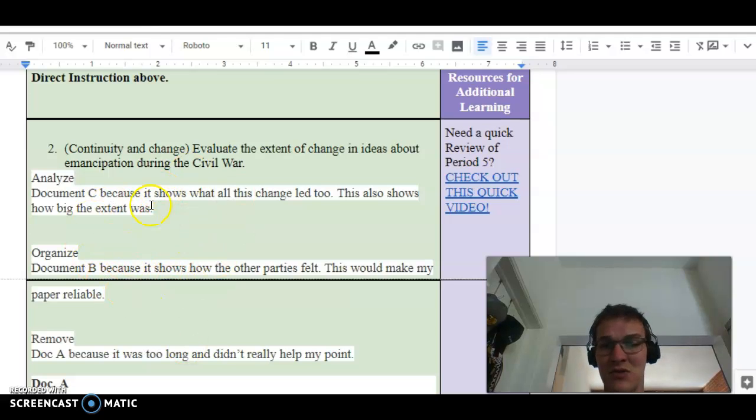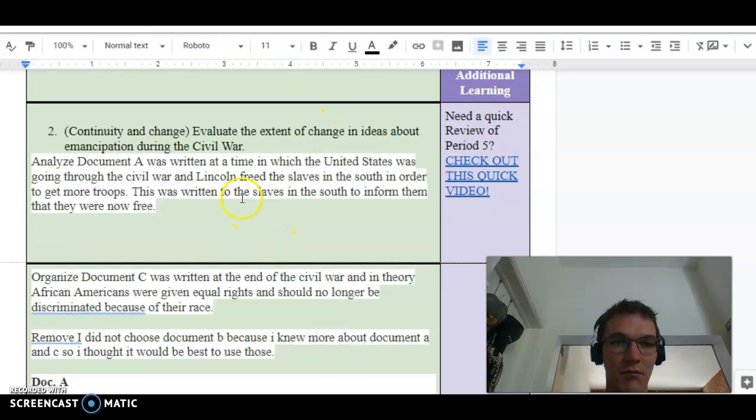But these two do not work. We're not using any outside information. We're not contextualizing. We're not really looking at audience, purpose, or point of view. Now, this one is getting closer, right? "He freed the slaves in the South in order to get more troops." "This was written to the slaves in the South to inform them they were now free." This is the right idea. It's just incorrect. If we look at document A, he's actually not freeing them yet.